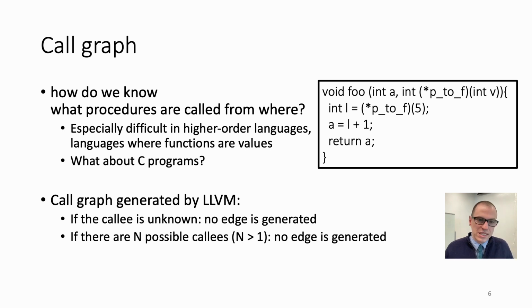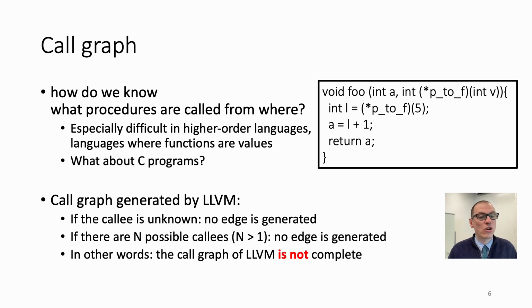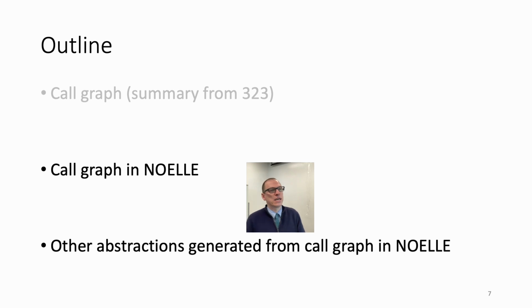In the code, these possibilities are not expressed in the CallGraph provided by LLVM. In particular, if there is more than one possible callee, then there is no edge in the CallGraph. In other words, the CallGraph provided by LLVM, while being good, is not complete, which blocks optimizations. That's why in NOELLE, we provide an alternative implementation of the CallGraph abstraction.